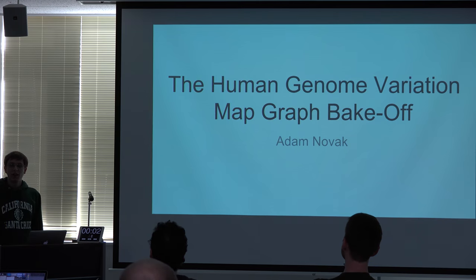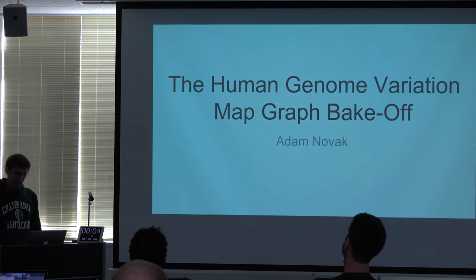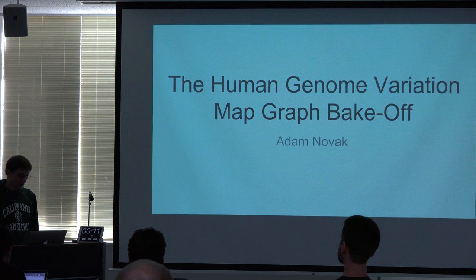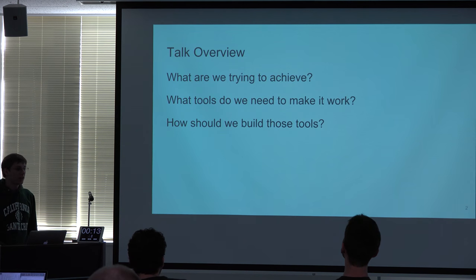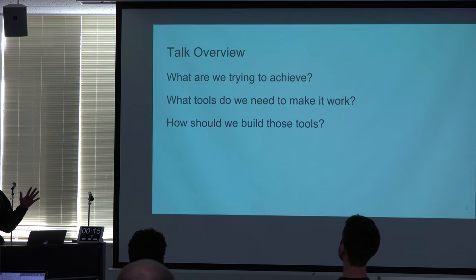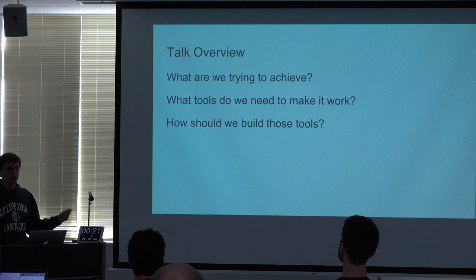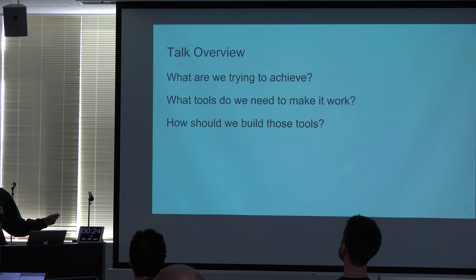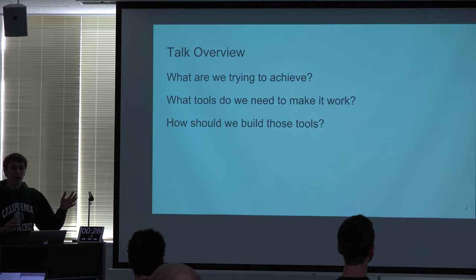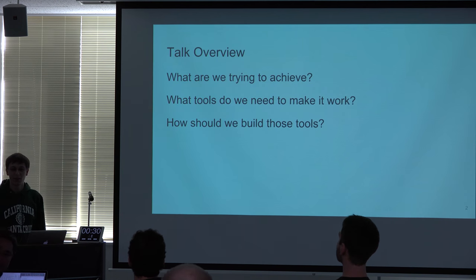Hello, everyone. My name is Adam Novak, and today I'm talking about the Human Genome Variation Map graph bake-off project that I've been working on. But before I tell you all about that, I want to step back a little and talk about what we're trying to achieve with this whole idea of graph genomes. Then going on from that, I can talk about what we're going to have to build to make all that work, and then how we should go about actually building all that stuff that we need to build.